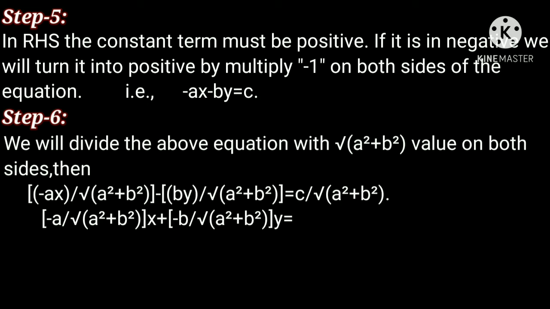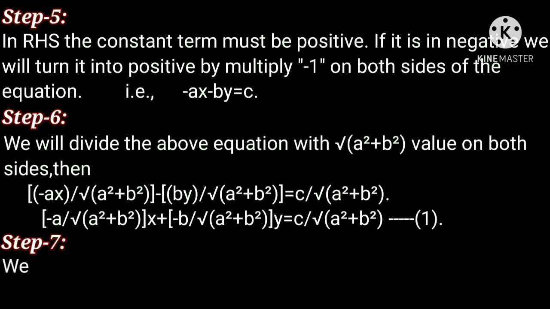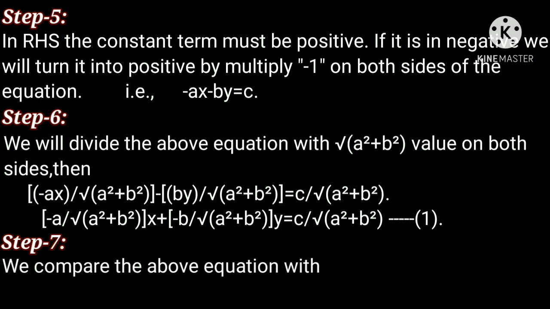From this, minus a by square root of a square plus b square into x plus minus b by square root of a square plus b square into y equal to c by square root of a square plus b square. This is equation number 1. Step 7. Next, we compare the above equation with the normal form equation, that is x cos alpha plus y sin alpha equal to p.